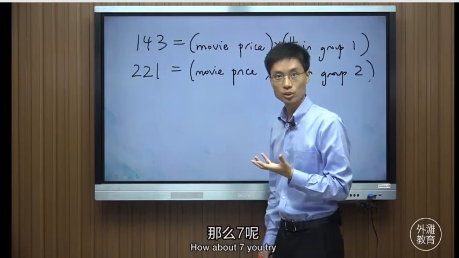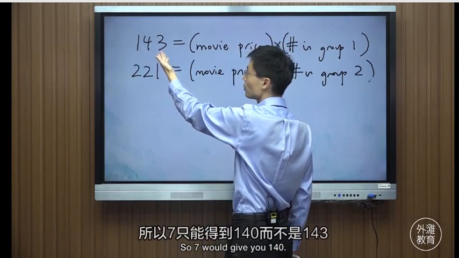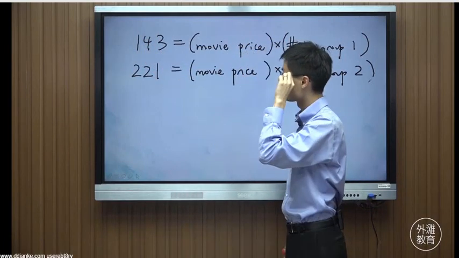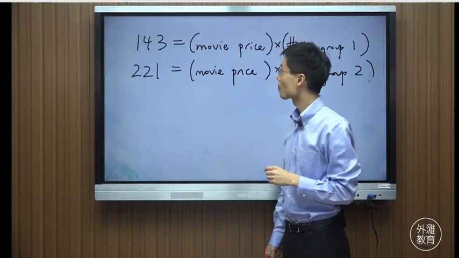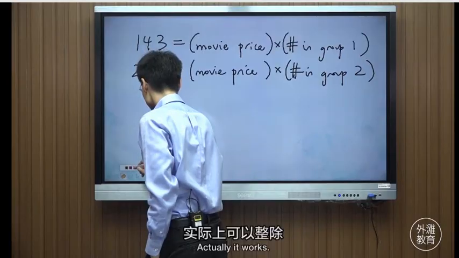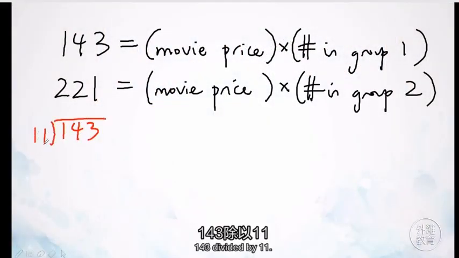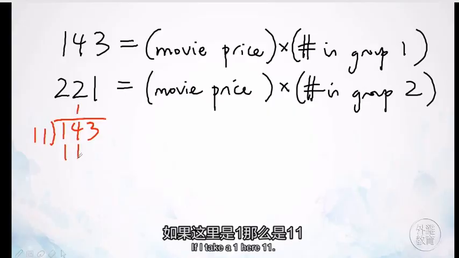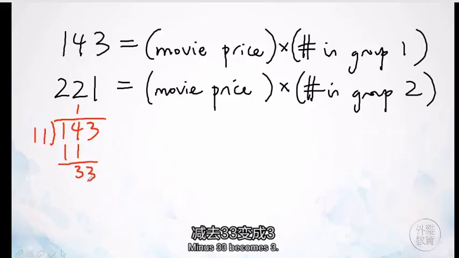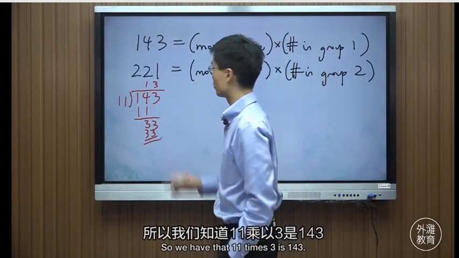How about 7? You try. 7 times 2 would make 14. So 7 would give you 140, not 143. The next prime is 11. So if we try to divide 143 by 11, actually it works. 143 divided by 11, if I take a 1 here, 11 minus 14 becomes 3, 33, and it's clear. So we have that 11 times 13 is 143.